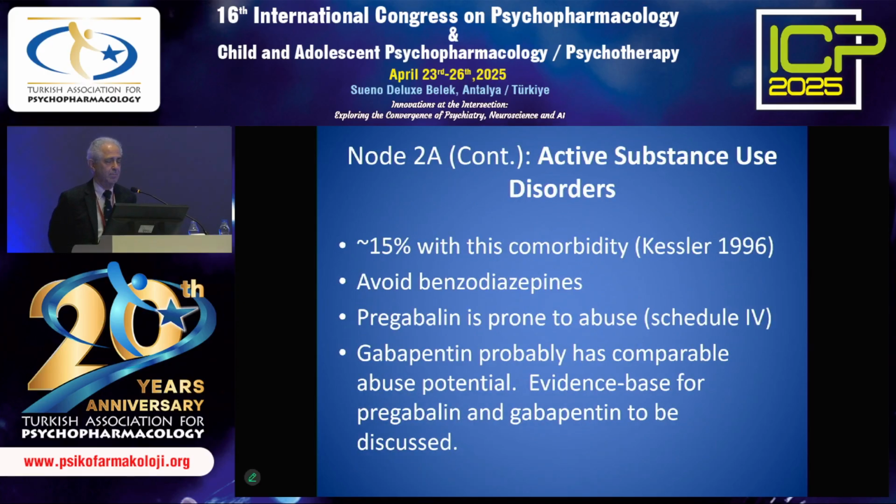Another subgroup of comorbid problems in people with GAD is if they have an active substance use problem while they also have their GAD. Alcohol and other kinds of drug dependencies. It's pretty common. Up to 15% or more of people with GAD have this. So what are the special considerations there?